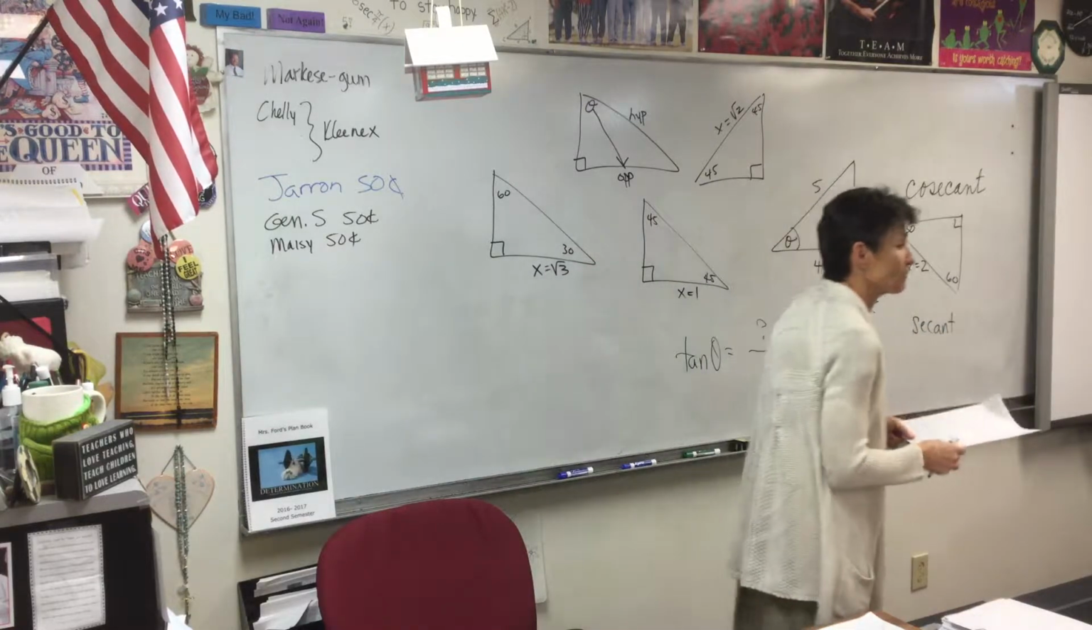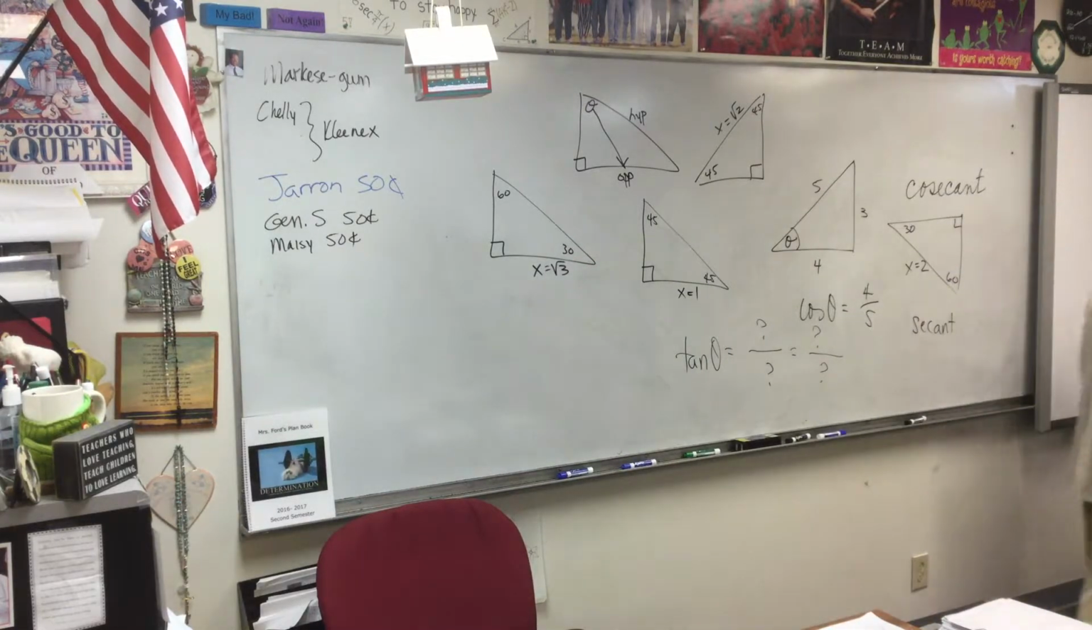What is the abbreviation for cosine? Cos. C-O-S. The abbreviation for cosine is cos. Guess which ones kids get confused? Cosine and cosecant. We get those confused sometimes.